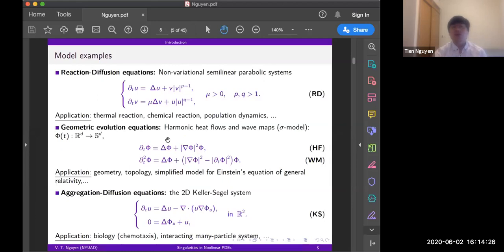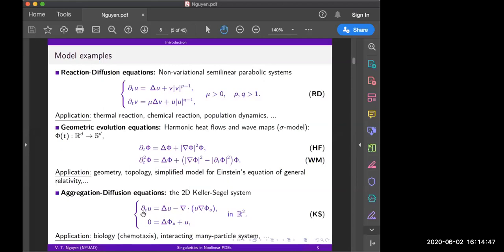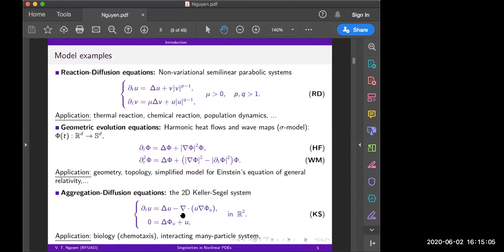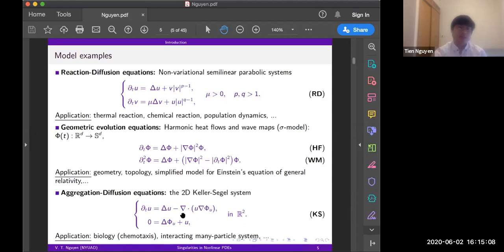The second model we want to talk about is the harmonic heat flow and wave map, which belong to the geometric evolution equations. And the third one is the so-called classical Keller-Segel system. This is a slightly simplified model of the Keller-Segel system. In this system, u stands for the density of cells or density of material, and capital phi sub u stands for the concentration of the chemical signal. This system is used to describe a phenomenon called chemotaxis in biology.